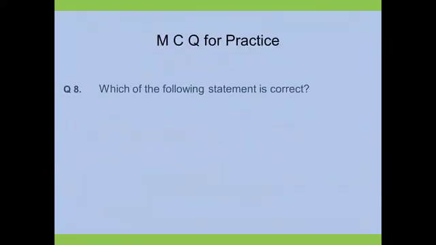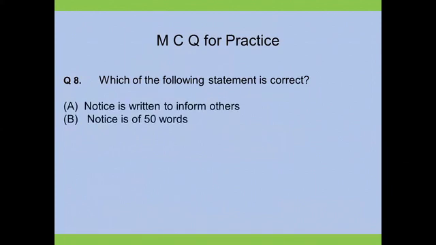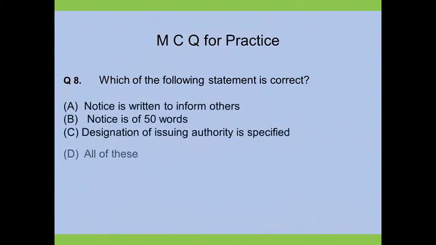Third question. Notice is written to inform others. It is of 50 words. Designation of issuing authority is specified. Yes, all my dear students, the answer is D. The correct option is all of these.